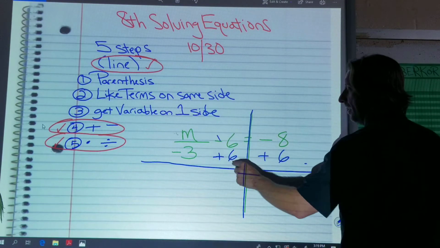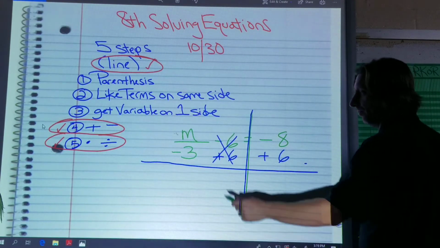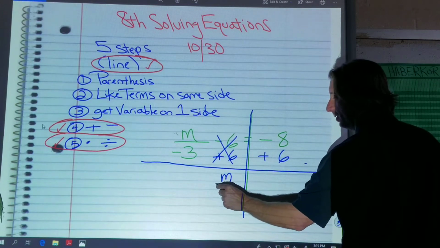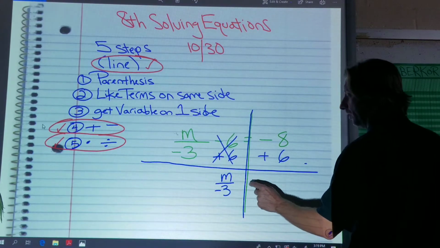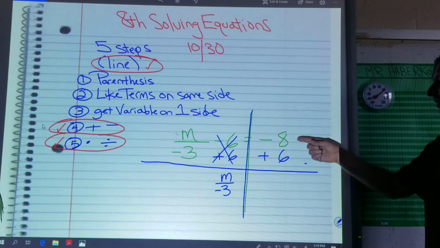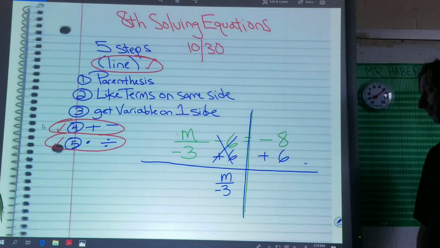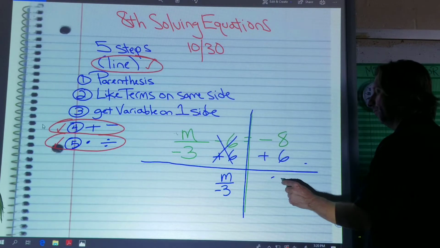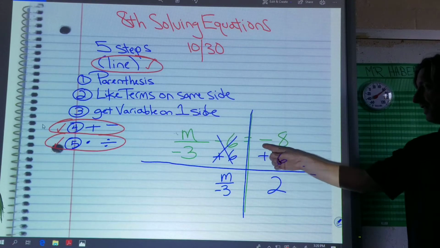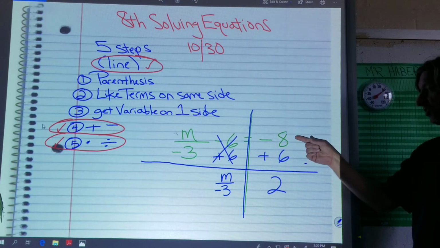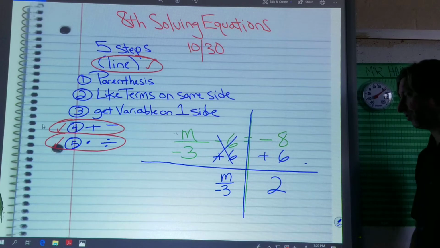Whenever you do something to one side of the line, you do it to the other side of the line. Okay, our 6's cancel out. Negative 6 plus 6 is nothing. Here's what I have left. m divided by negative 3. And over here, negative 8 plus 6. I would say half of you will get this wrong. So we got to think about it. Different signs, we subtract. So just do 8 minus 6 is 2. And because they're different signs, we have to pick the stronger sign. 8's a stronger number than 6. So our answer is negative 2.